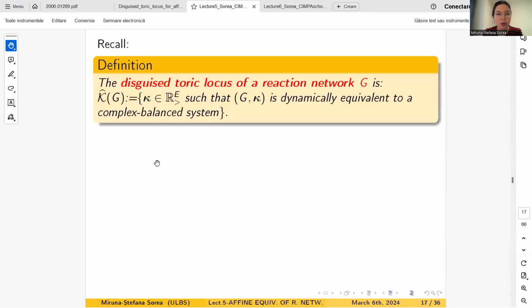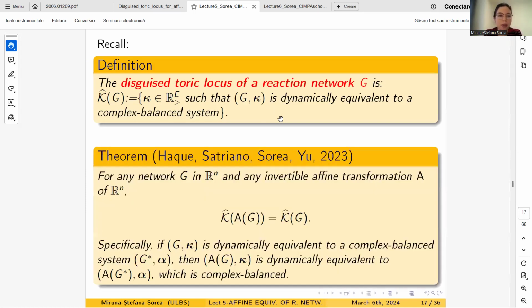So again, just to remember the notation, k hat of G, this is the disguised toric locus of G. We usually use this notation. I remember there was a question last time why we write k hat of G. Let's stay with this, just to keep track of which reaction we started from to get the system.